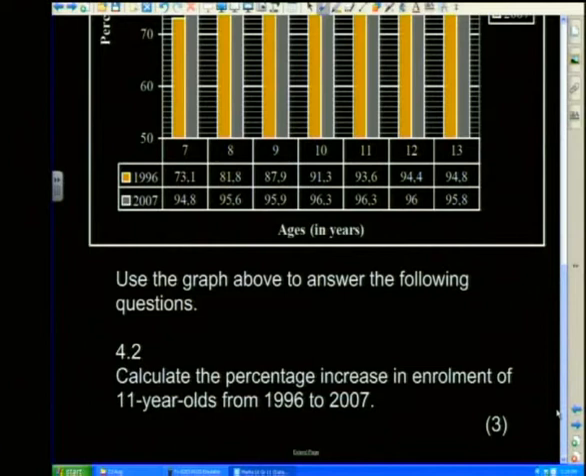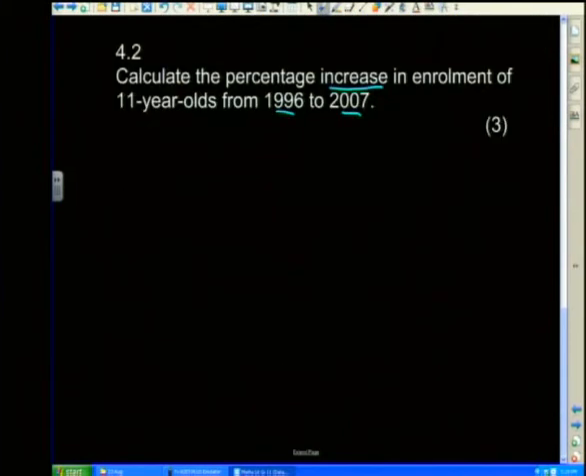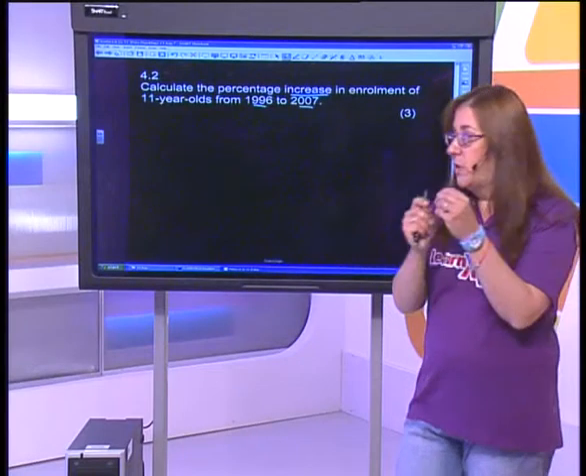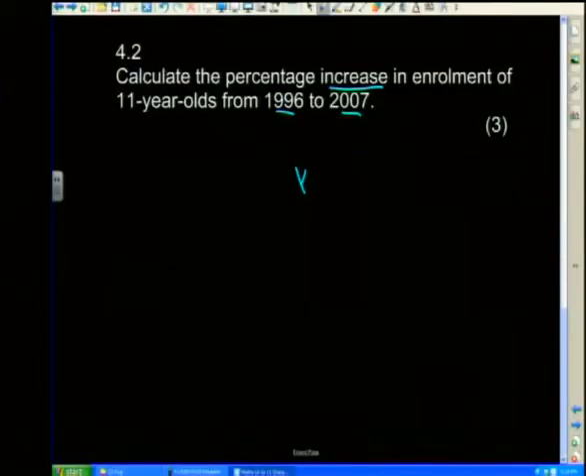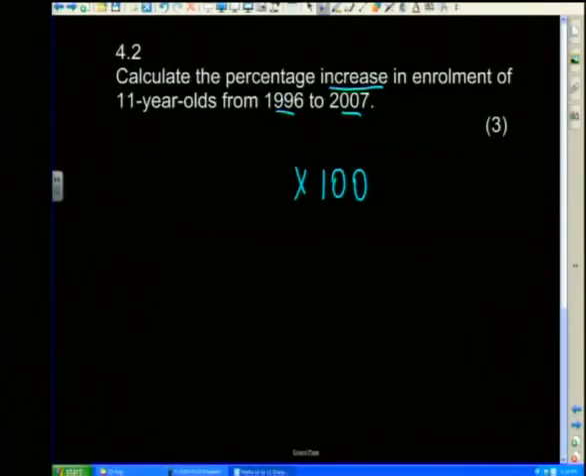Calculate the percentage increase in enrollment of 11-year-olds from 96 to 2007. So we're looking for a percentage increase. Now remember, as soon as we're looking for a percentage, we're going to times by 100. Now, what are we going to times by 100? As soon as I see the word percentage, I know bells go off, I need to times by 100.